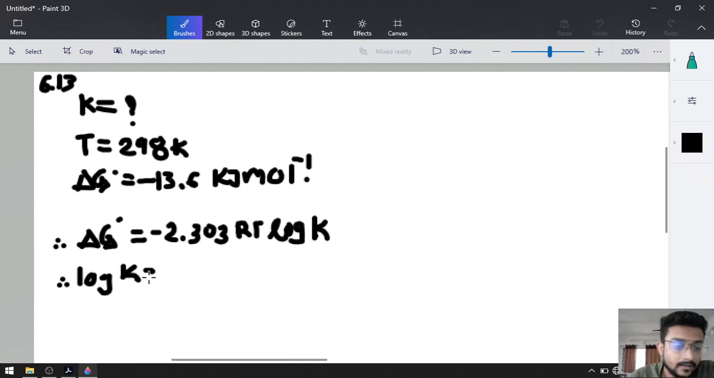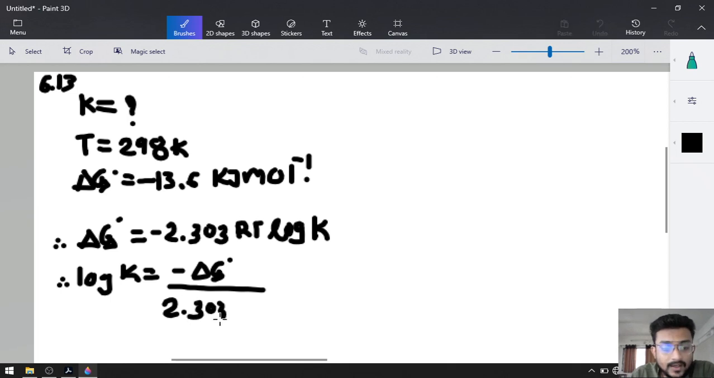Now we want the value of K, that's why log K will be the head of the formula and the remaining multiplier will be in the denominator over here. So log K equals minus delta G naught. Why minus? Because this negative sign will be carried forward with the value, upon 2.303 into RT.